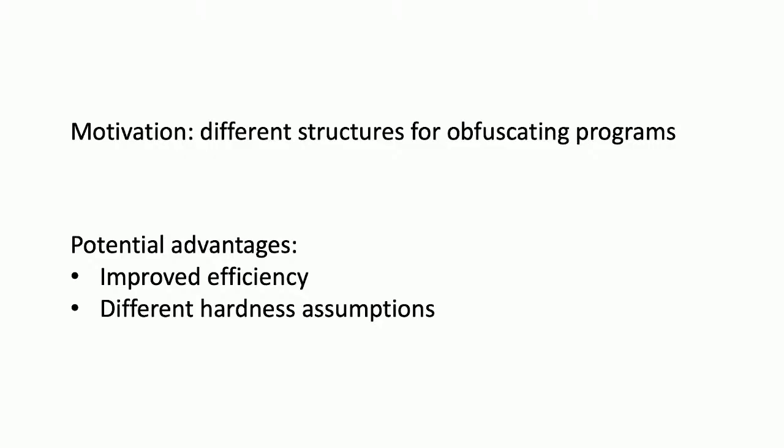A potential advantage might be improved efficiency, so all the obfuscation candidates for general functions are horribly inefficient, so there's potentially a lot of room for improvement there. And then also, just by being a different structure, maybe the underlying hardness assumption is going to be different. The hardness assumption is still just going to be the security of the scheme itself, but maybe it's qualitatively different than some of the other constructions out there.